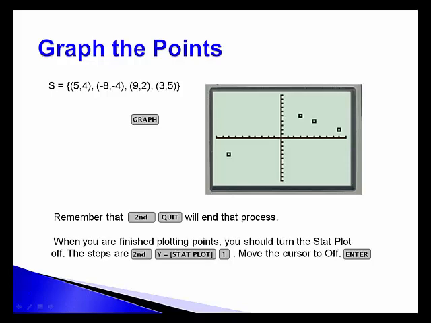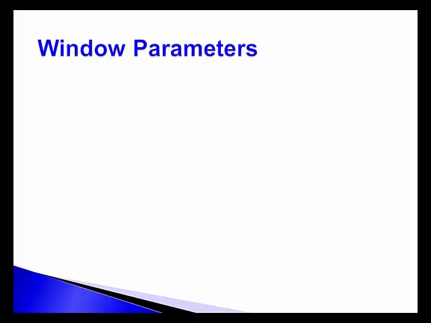When we're finished plotting points for the day, we should turn the stat plot off. The steps for doing that are second, y equal, which is stat plot, and 1. We want to move the cursor to off and then hit enter. Second quit will get us out of that once again.